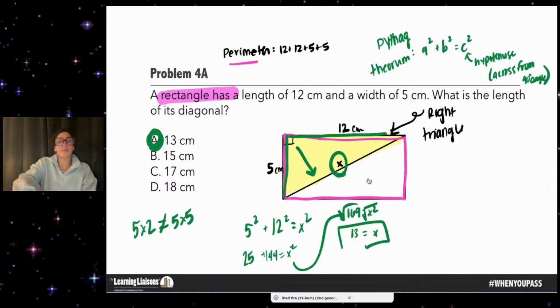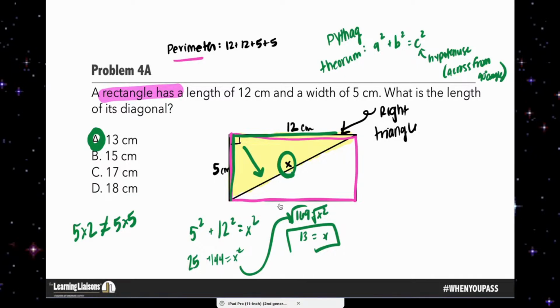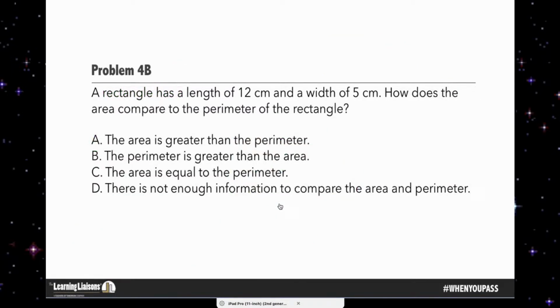All right, let's move on to problem number 5. Oops, 4B. Let's move on to problem 4B. A rectangle still has a length of 12 centimeters and a width of 5 centimeters. How does the area compare to the perimeter of the rectangle? The area is greater than the perimeter. The perimeter is greater than the area. The area is equal to the perimeter. There is not enough information to compare the area and the perimeter.